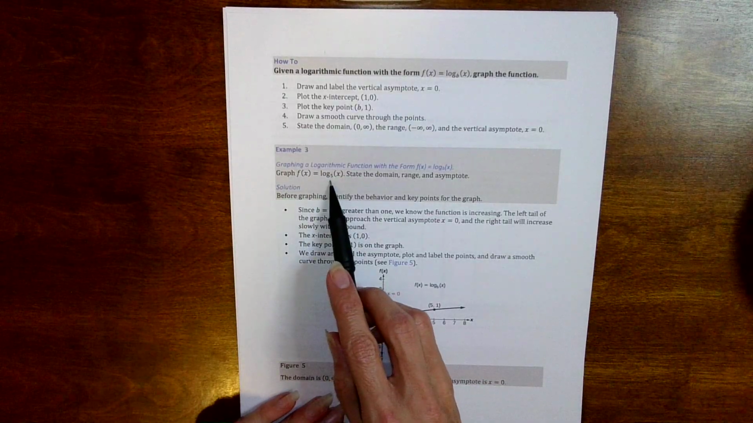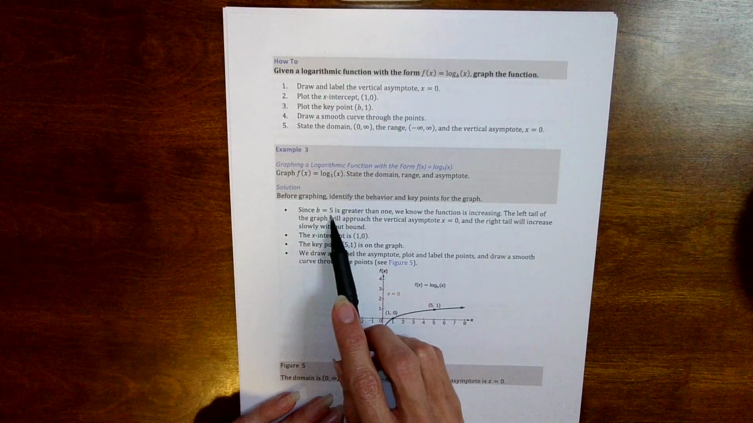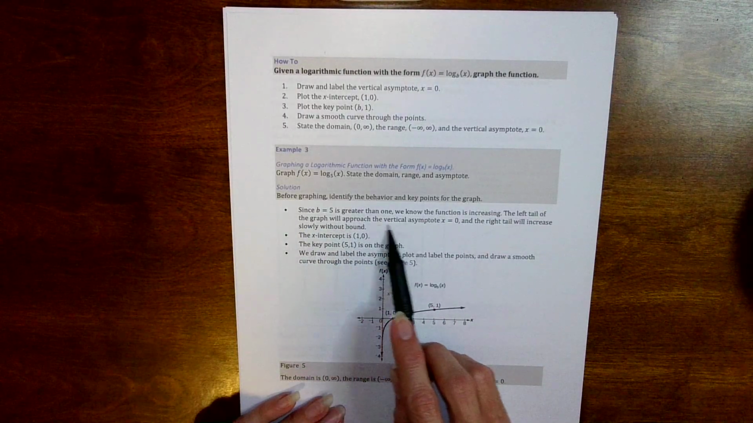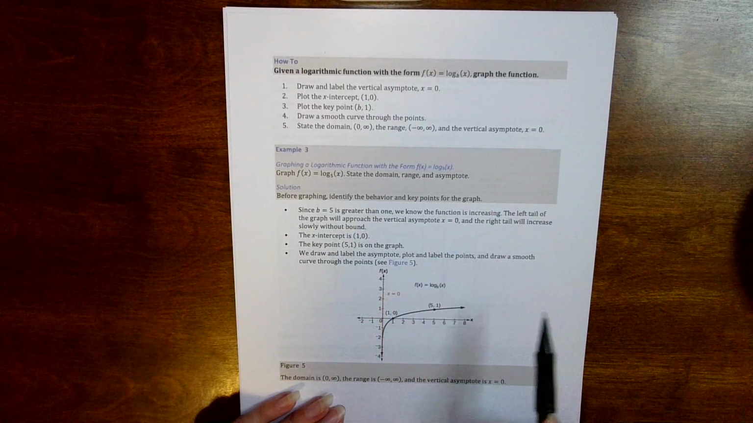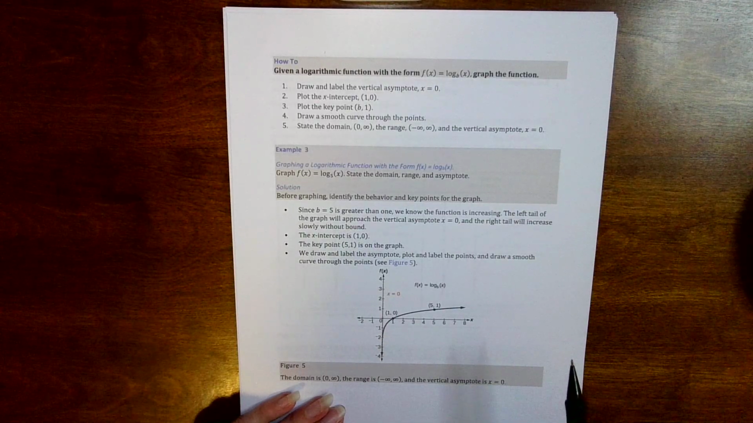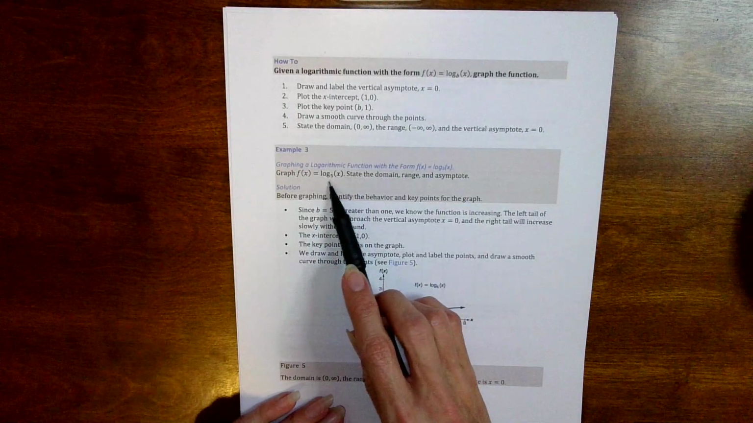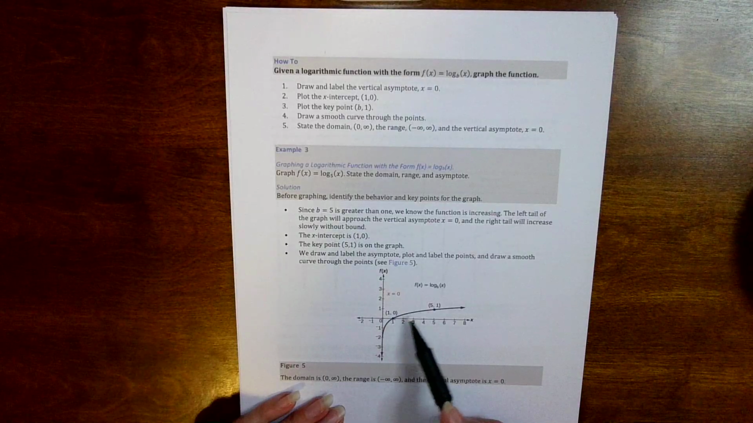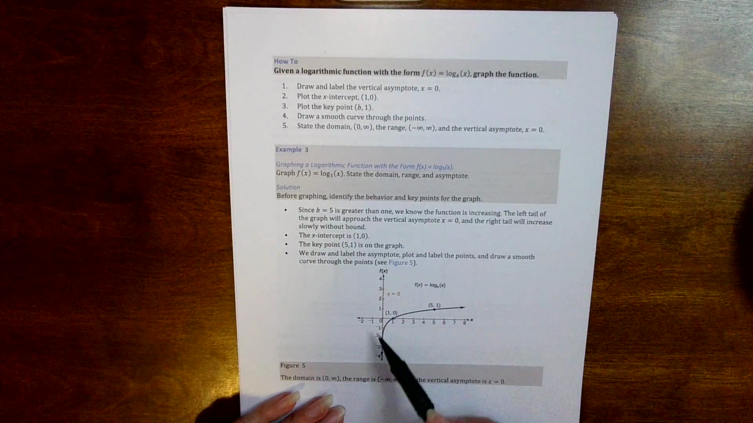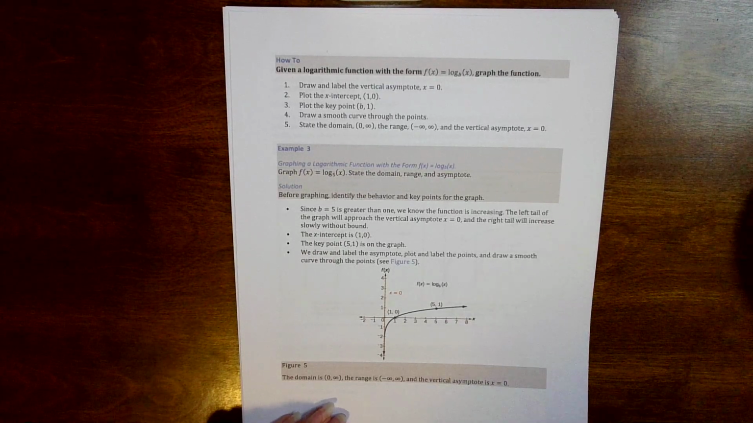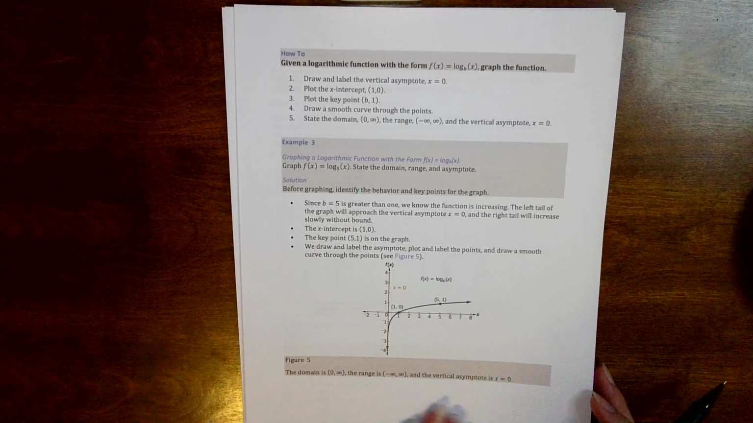So here's log base 5 of x. Since b equals 5 is greater than 1, we know the function is increasing. The left tail of the graph will approach the vertical asymptote x equals 0, and the right tail will increase slowly without bound. The x-intercept is (1, 0). And the key point, because it's got a 5 here, is (5, 1) on the graph, and then you will label and draw your smooth curve, and the domain is 0 to infinity, and the range is all real numbers, and your vertical asymptote is x equals 0.